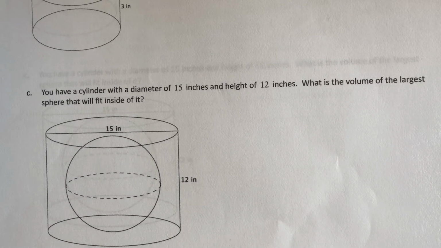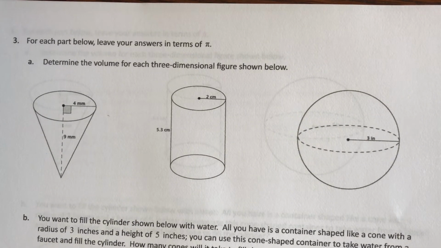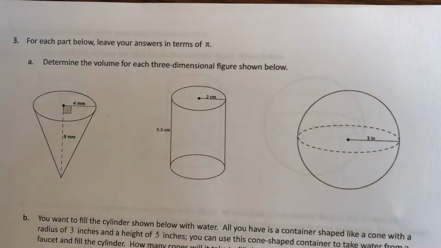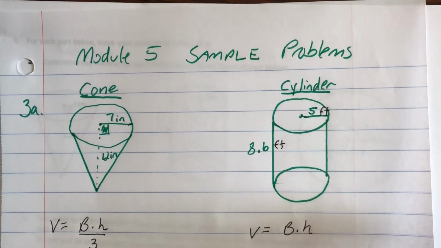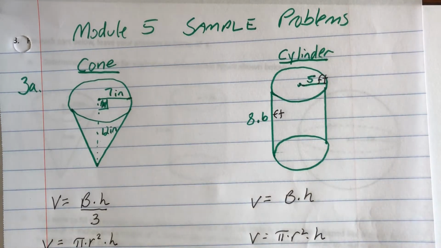All right, so I'm going to do a sample problem real similar to Part A, and I'm going to show you how to find the volume of a cone and a cylinder and a sphere. All right, so here's my sample problem, right? You see I drew a cone here, a cylinder, and I'll show you my sphere in a minute.